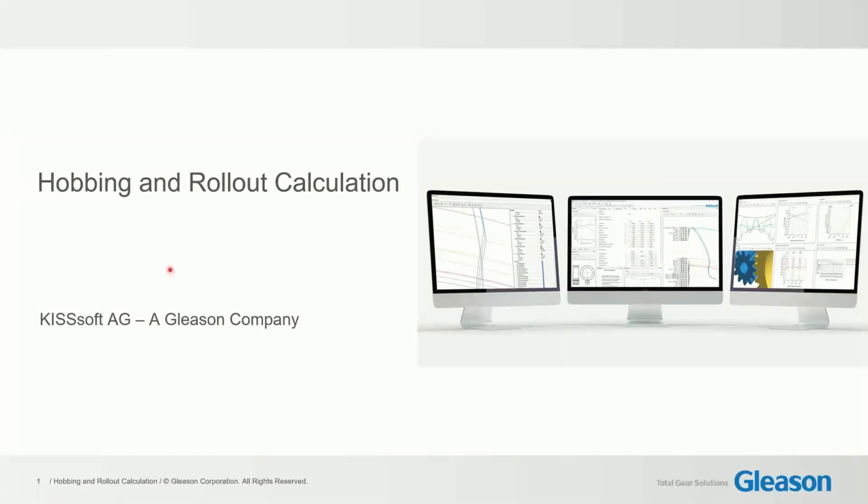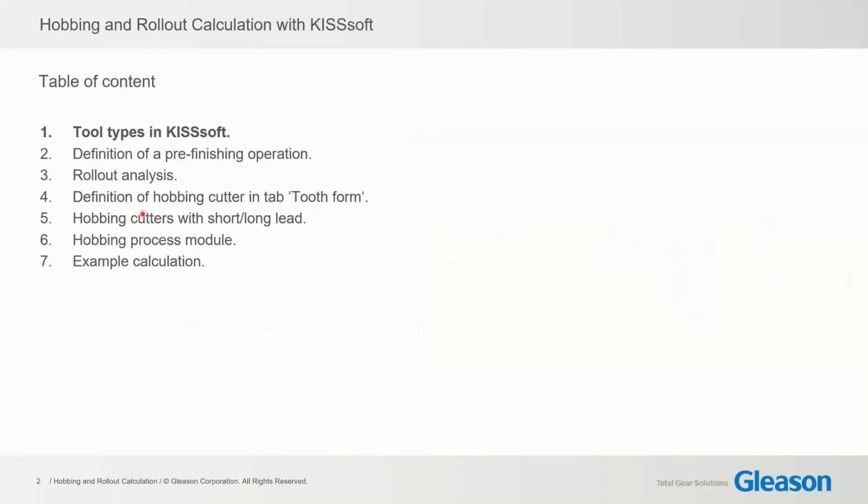And we can start. So, as I said, the title is Hobbing and Rollout Calculation in KISSsoft. First, a short overview of the content. We will first check the tool types we have in KISSsoft. We have 4 different options to define a tool, let's say. We will check the definition of the pre-finishing operation. This is something that has changed in the 2025 version compared to the older versions.